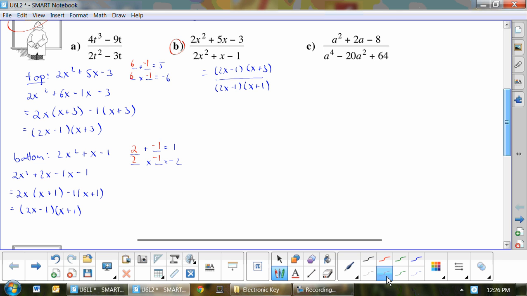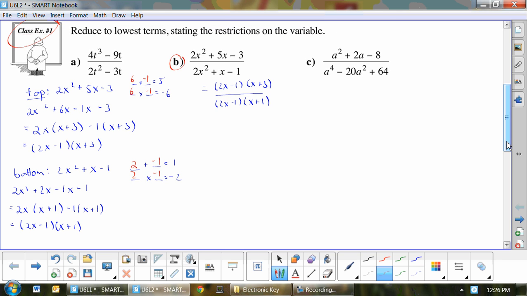Okay, so our non-permissibles, because they say state the restrictions, that means find the non-permissibles. So we can go, okay, 2x minus 1 cannot equal 0. 2x cannot equal 1. x cannot equal 1/2, like that. And x plus 1 cannot equal 0, so x cannot equal negative 1. So these are the non-permissibles.